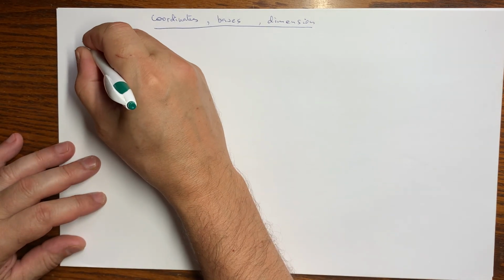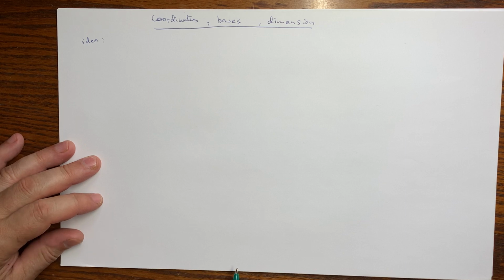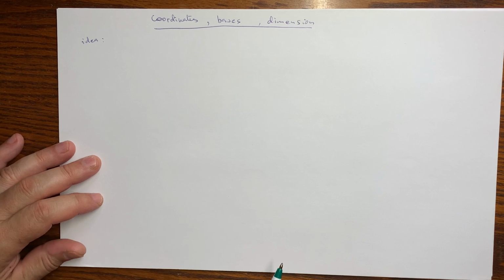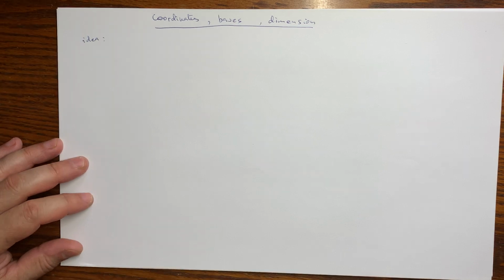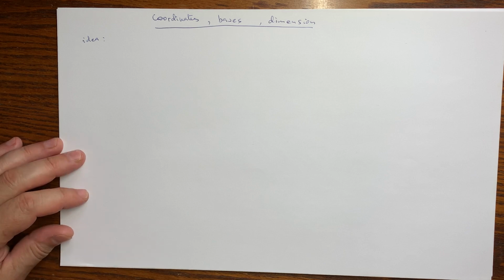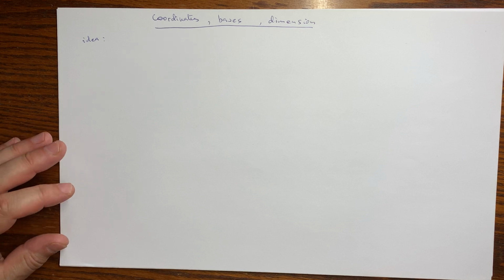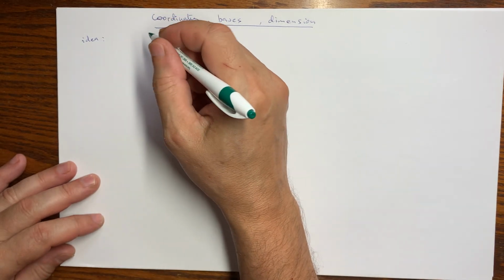The idea behind all this is that if we can identify our vector space with a vector space of coordinate vectors by a linear isomorphism, then for all practical purposes the vector space is just the same as the coordinate vector space. So whatever we can do in coordinate vector spaces, we can do in that vector space, just modulo that identification.